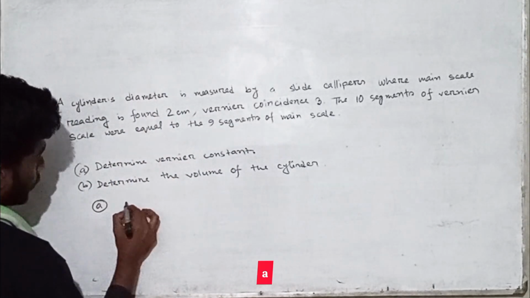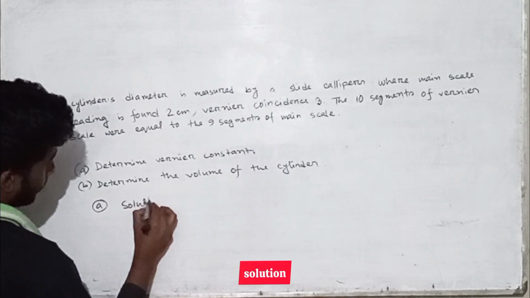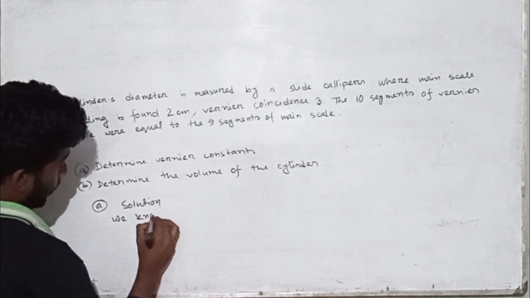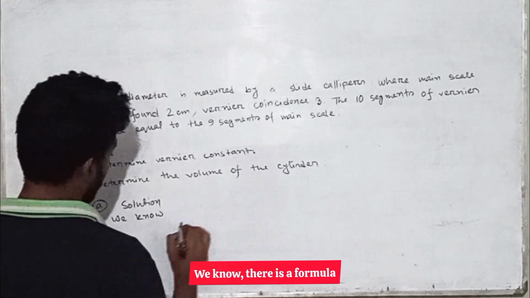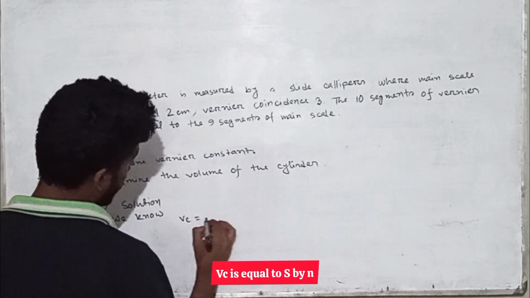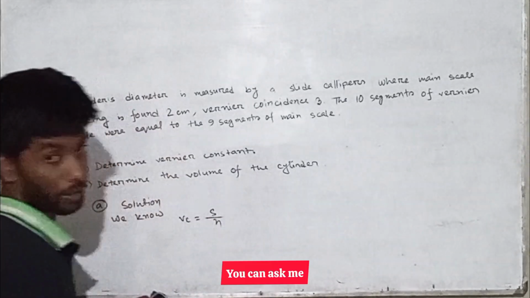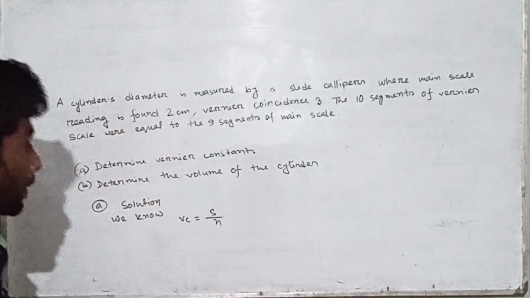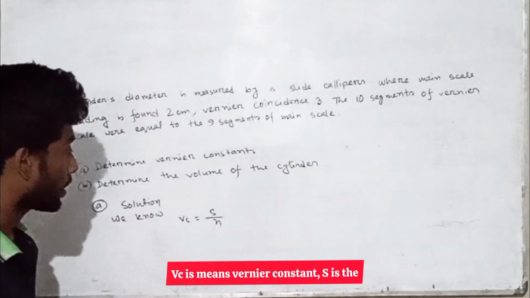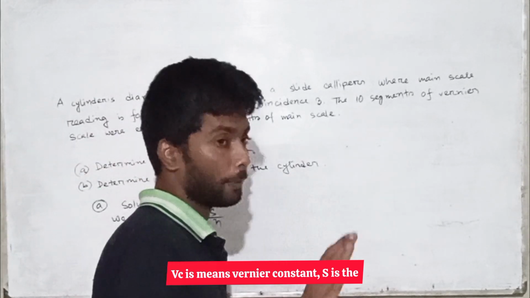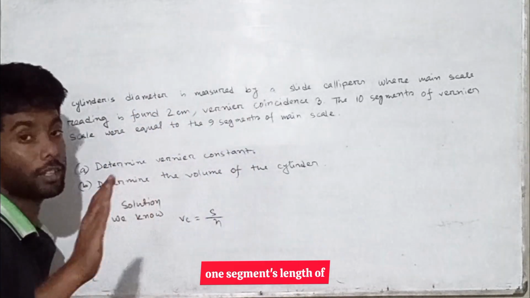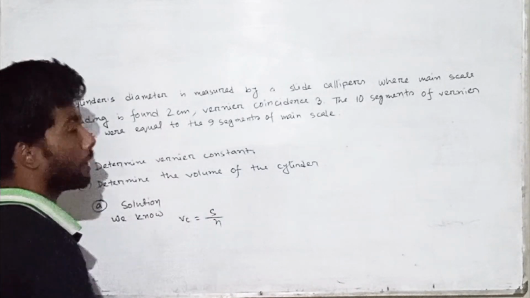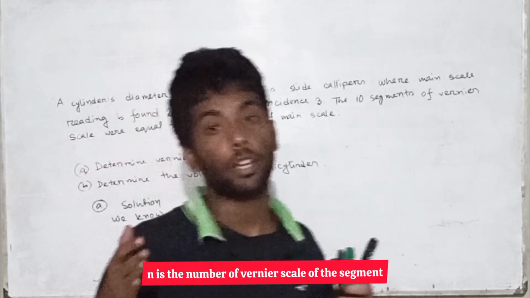Solution. We know there is a formula: VC equals S by M. You can ask me what they denote. VC means Vernier constant, S means the one segment's length of main scale, M means the number of Vernier scale segments.